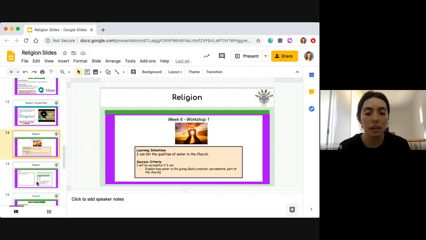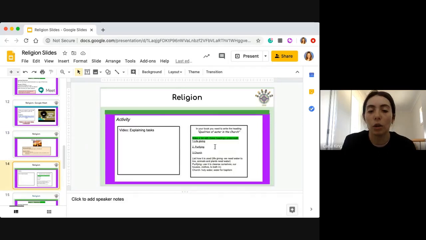Okay, so for this activity, what you are going to do is at the top of your remote learning book, you're going to write the heading Qualities of Water in the Church. Okay, you are going to make a list underneath that heading, the three things we just spoke about: life-giving, purifying, and church. Okay. Underneath each heading, you're going to explain how water is important and the qualities of water. So, when we spoke about life giving, we spoke about it is life giving because we need water for plants to grow. We need water to drink and to live. So, you're going to list a few of those examples.